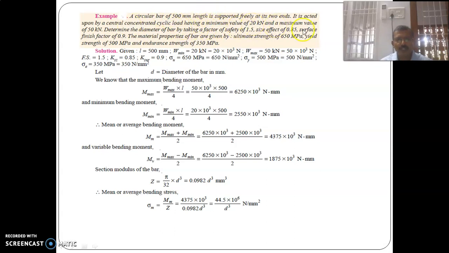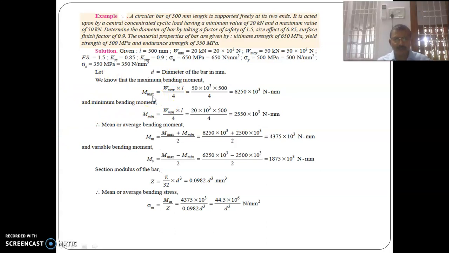The minimum value is 20 kN and the maximum value is 50 kN. Factor of safety is 1.5. Size effect K size is 0.85. Surface finish factor K SF is 0.9. Ultimate strength sigma u is 650, yield strength sigma y is 500 Newton per mm square, and endurance strength is 350 megapascal. We have to use the formula M by I equal to sigma by y.